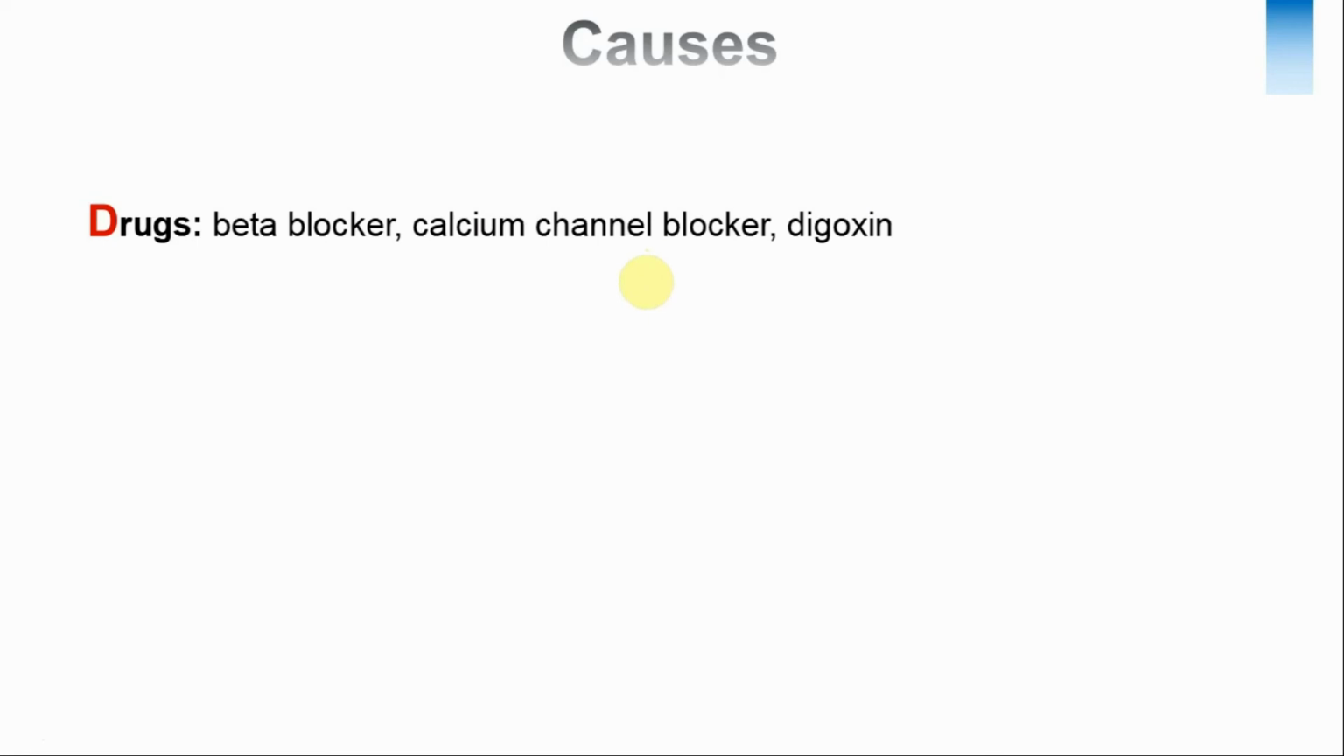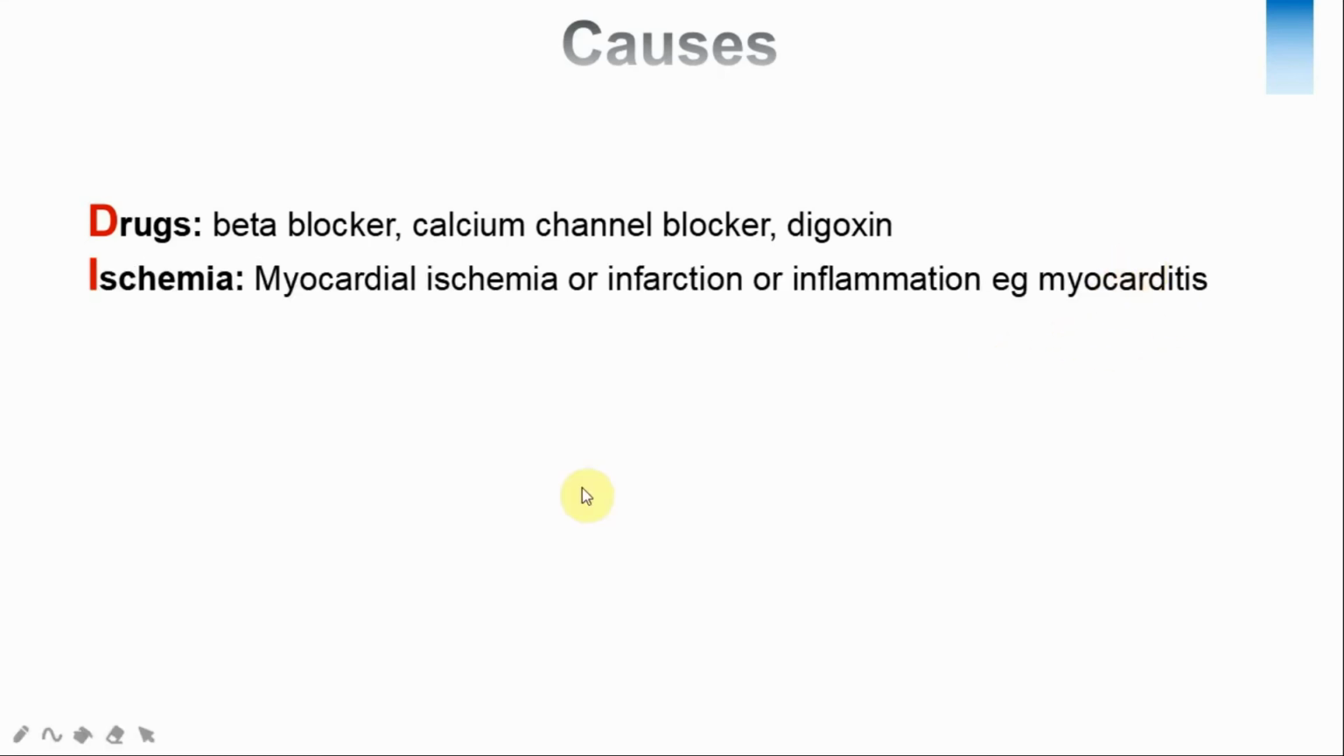But if the patient takes a dihydropyridine calcium channel blocker like nifedipine, amlodipine, or felodipine, it's not going to happen. They don't develop second-degree heart block. So only the non-dihydropyridine group of calcium channel blockers can cause second-degree heart block. Digoxin does not directly cause second-degree heart block, but it can stimulate the vagus nerve, and the vagus nerve then increases the atrioventricular delay, and that can cause second-degree heart block, either Mobitz type 1 or Mobitz type 2.